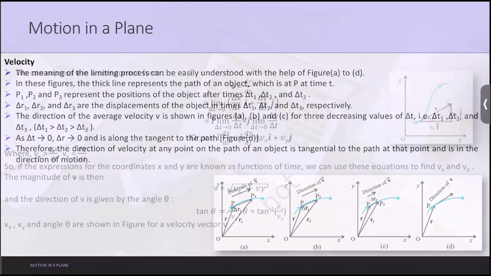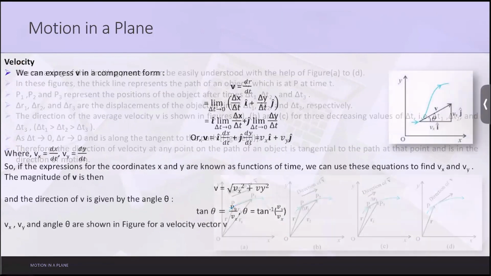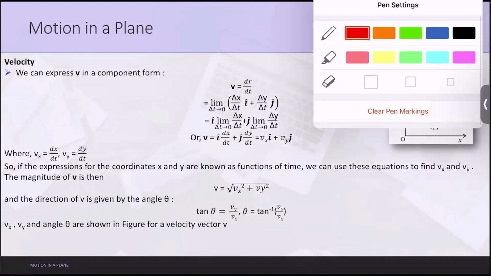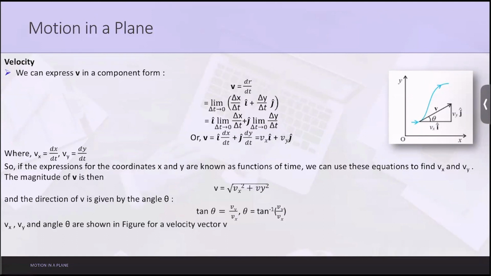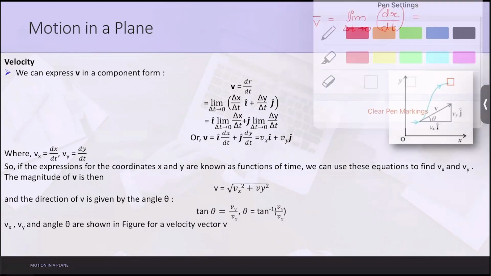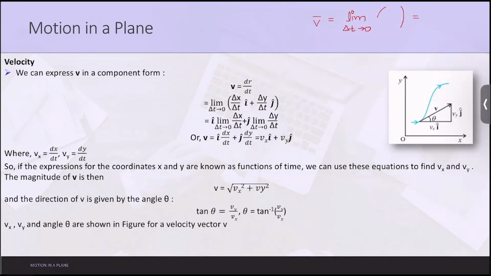Now what we can do is write this expression of V in component form. First of all, in the previous discussion we understood how V can be written. This V bar is equal to limit delta T tending to 0, sorry, not dr by dt, this can be written as delta R by delta T, which can be written as equal to dr by dt. Correct? So that is the expression here.